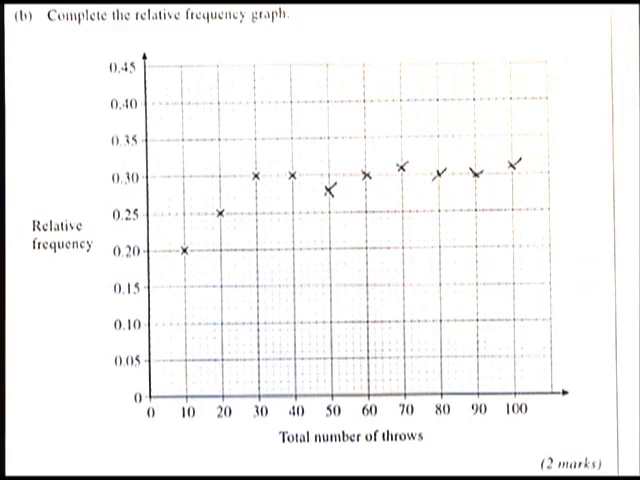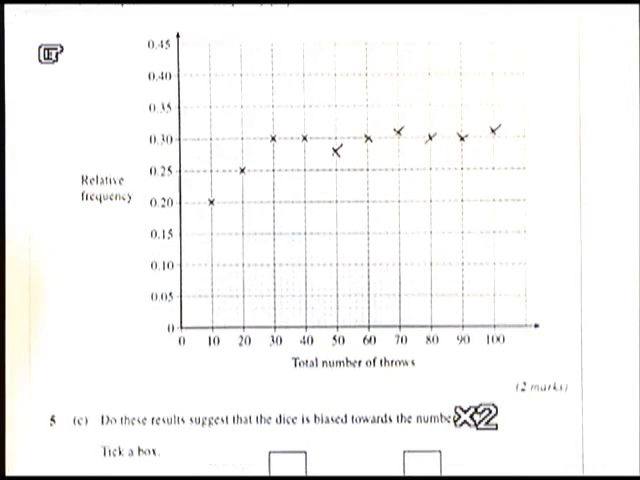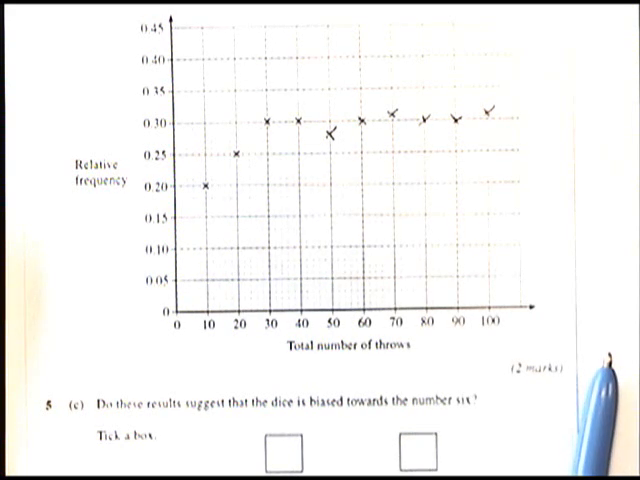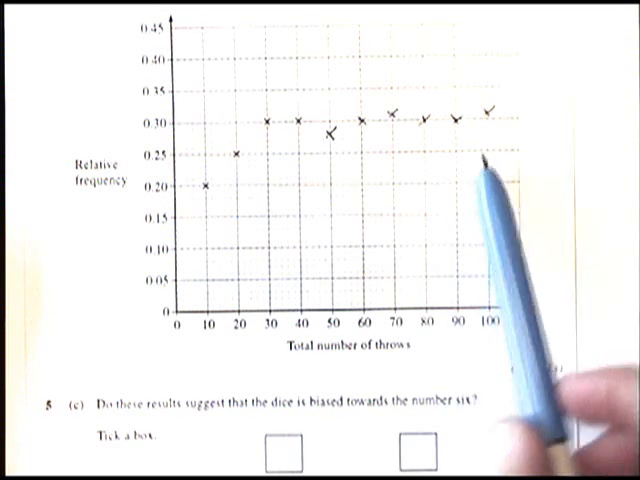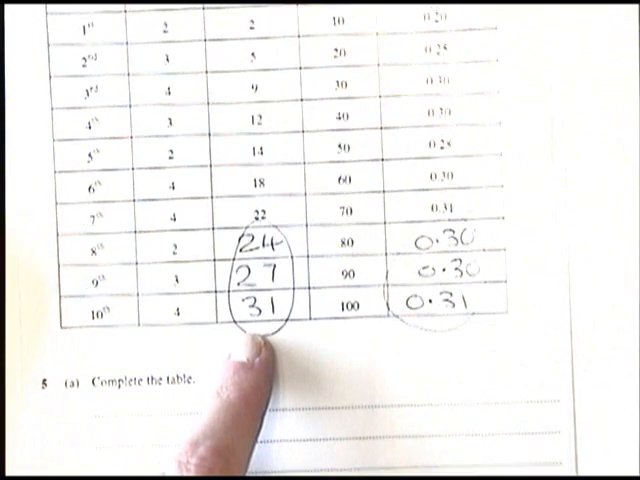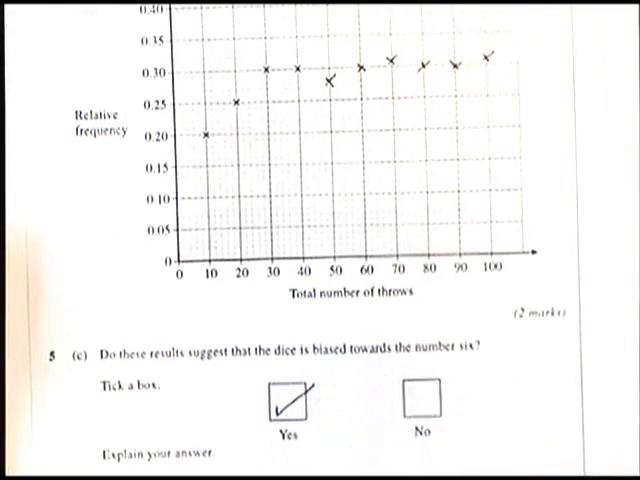In part C of the question, it says, do these results suggest the dice is biased towards the number 6? Well, you should get a number 6 1/6 of the time. So if we've thrown a dice 100 times, we should get a 6 1/6 of that. And if you do 1/6 of 100, that's dividing 100 by 6, you get about 16 or 17. Now, this isn't on about 16 or 17. This is on about 30. So we've got twice as many as we should have got. So it is suggesting the dice is biased.